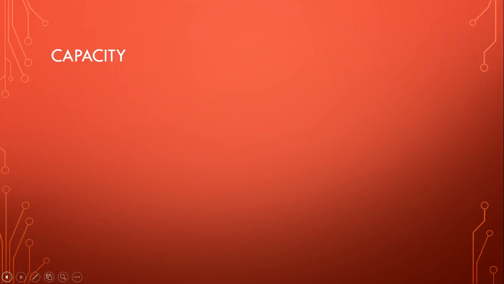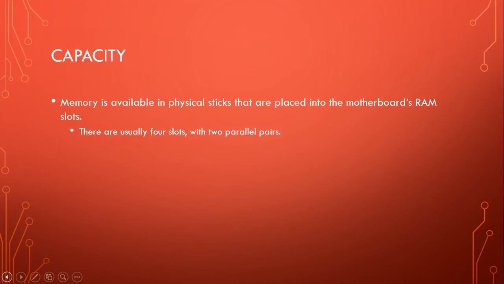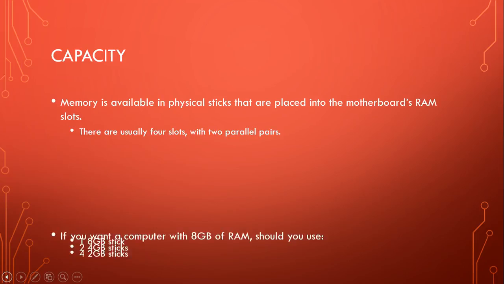All right, continuing on with capacity. Now, memory is available in physical sticks that are placed in the motherboard's RAM slots. There's usually about 4 slots with 2 parallel ports. They're usually color-coded, sometimes they're not. And what you'll do is put 2 sticks in parallel. You can run them in series, but running in series is not as strong as running in parallel.